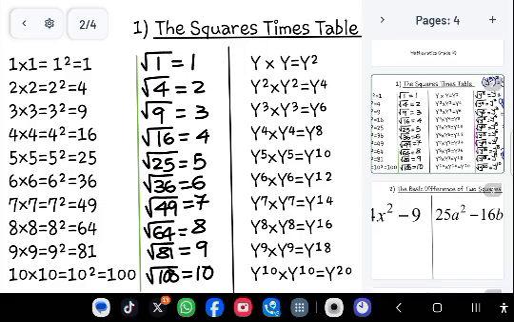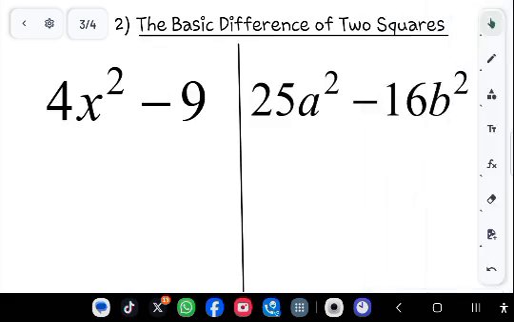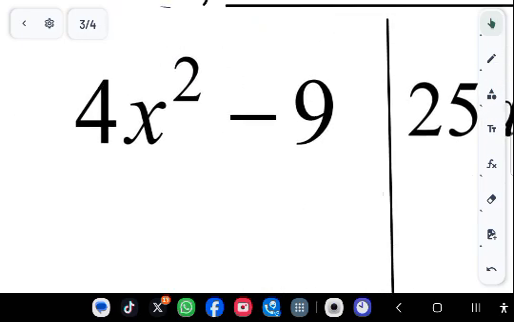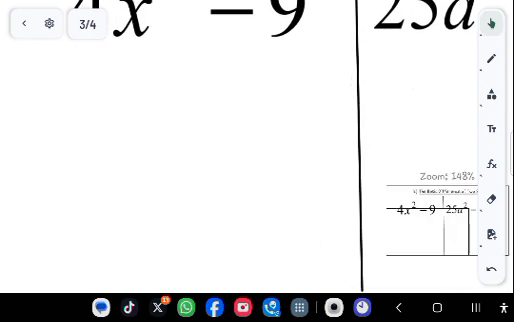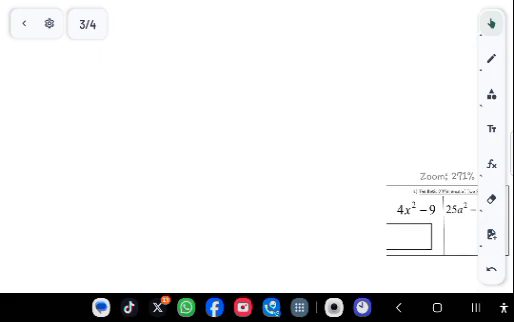Next, let's move on to the basic difference of two squares. Now here we're going to look at the basic difference of two squares. The difference of two squares basically is you working out back. Remember, factorization is the reverse of multiplication. I want us to start with a very basic one.